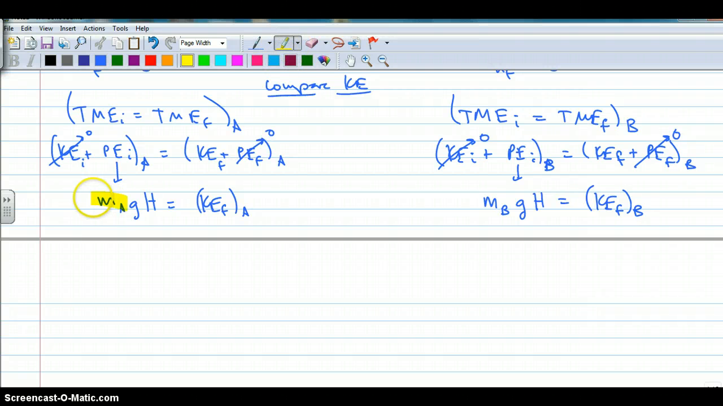Well, let's go back. We said this was 16 kilograms, this is 120 kilograms. Everything else is equal. Same G, which is 9.8. The H, which is just H, doesn't really matter what it is. It's the same for both of them. So hopefully you can see, therefore, that the KE final of A is less than the KE final of B.